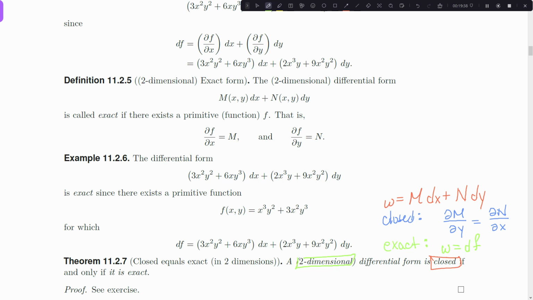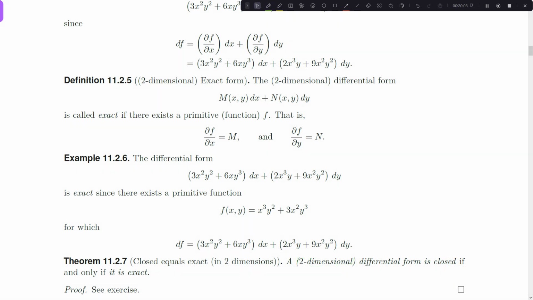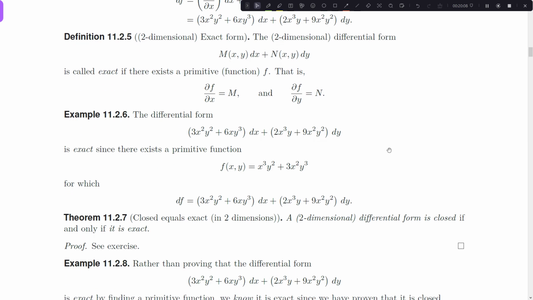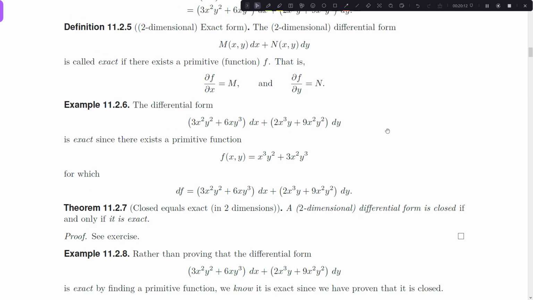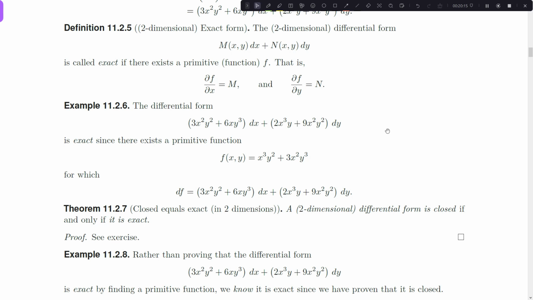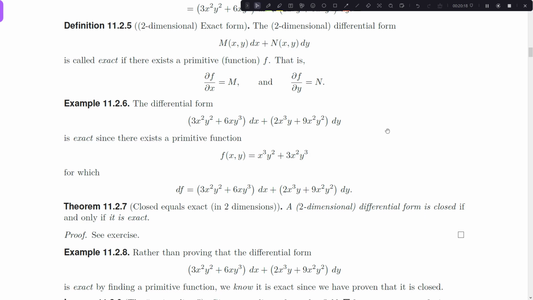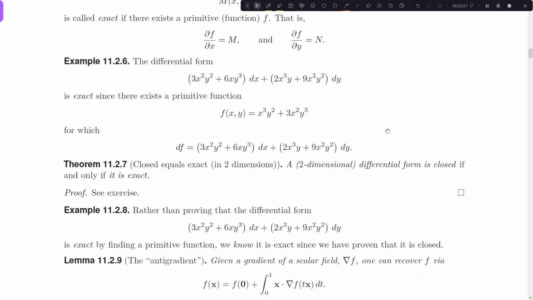That's really profound because these definitions are not the same, and yet they mean the same thing in 2 dimensions. The proof's going to be an exercise. It's not that difficult. Think about how the second derivatives in x and y of f interact. But that's something that's really nice to know: you can test for the existence of a primitive by computing closedness. That's what I'm saying in the next example. Rather than proving that that differential form is exact by finding a primitive, we know it's exact since we've proven it's closed, which was back at the beginning of this section.